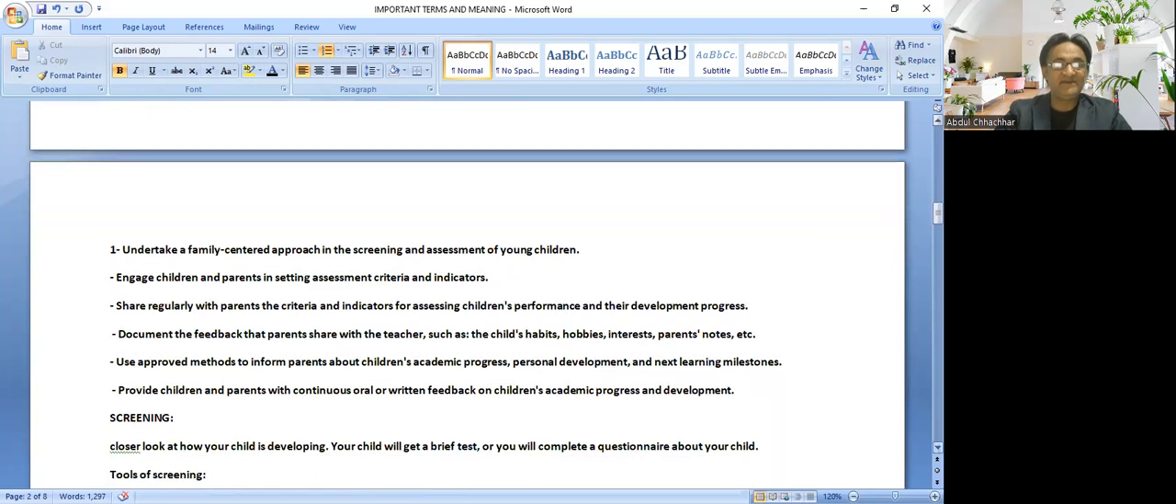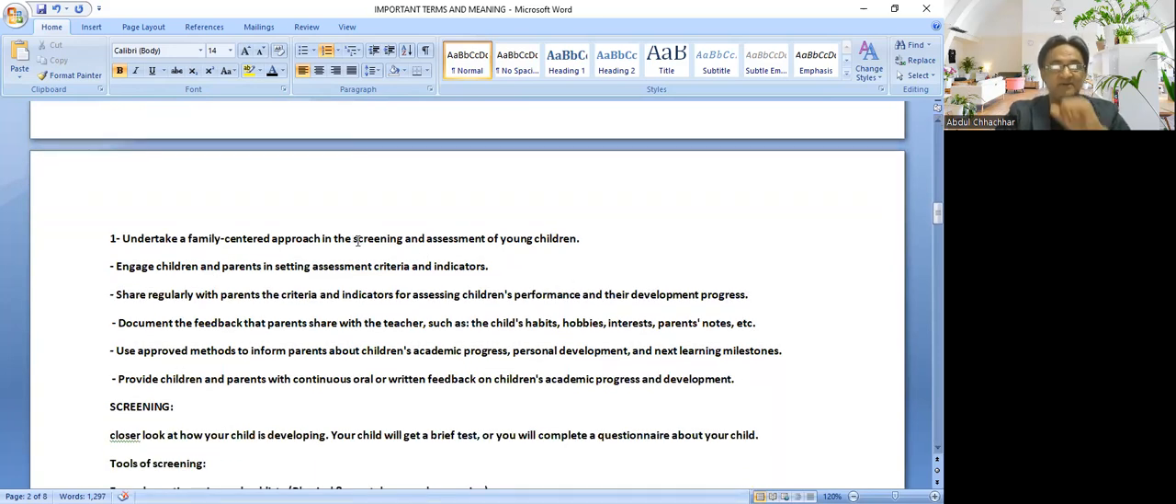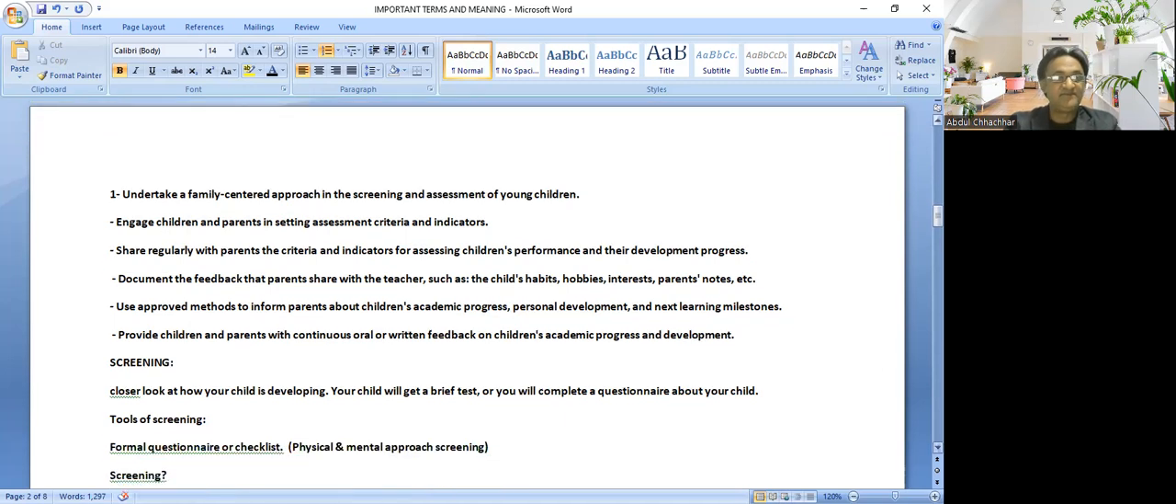Now again, in the family-centered approach, two terms are important. One is screening and assessment. Engage the children with the parents, setting the assessment criteria and how you are going to assess the children in early childhood. So you have to involve the parents. Share regular patterns and indicate children's performance criteria and progress, and give feedback to the parents, like their habits and interests. Let the parents write notes. Use approved methods to inform parents how you're going to communicate. That's important.